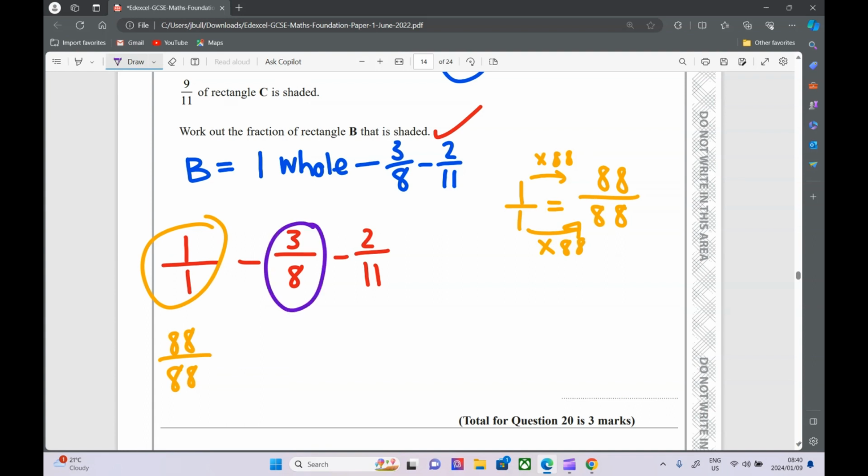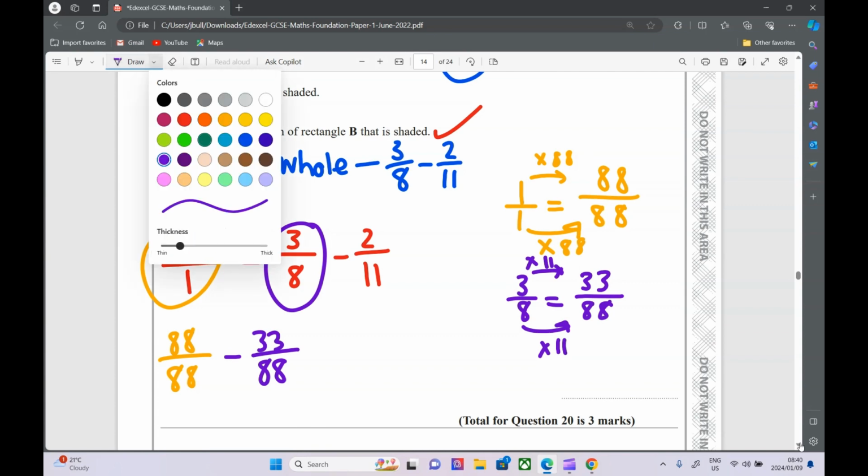3/8. Again, I want that to be the equivalent fraction. So 3/8, I want it to be something over 88. So at the bottom, 8 times 11 would give me 88. So I have to do the same at the top. So 3 times 11 will give me 33. And now the same as before, wherever we had 3/8, we are now going to say 33 over 88.